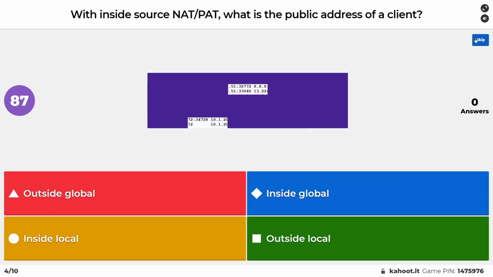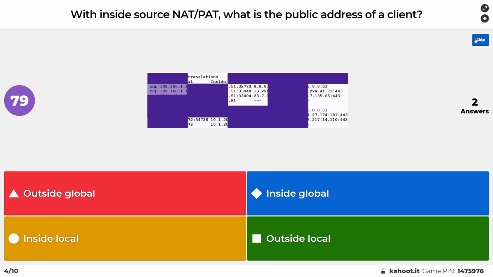With Inside Source NAT or PAT, what is the public address of the client? There's 4 choices. There's only one correct answer on the board. Good luck.